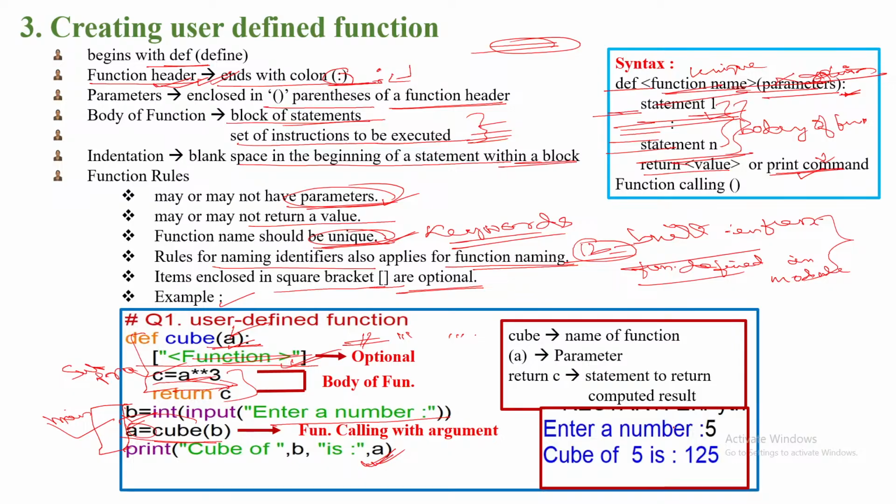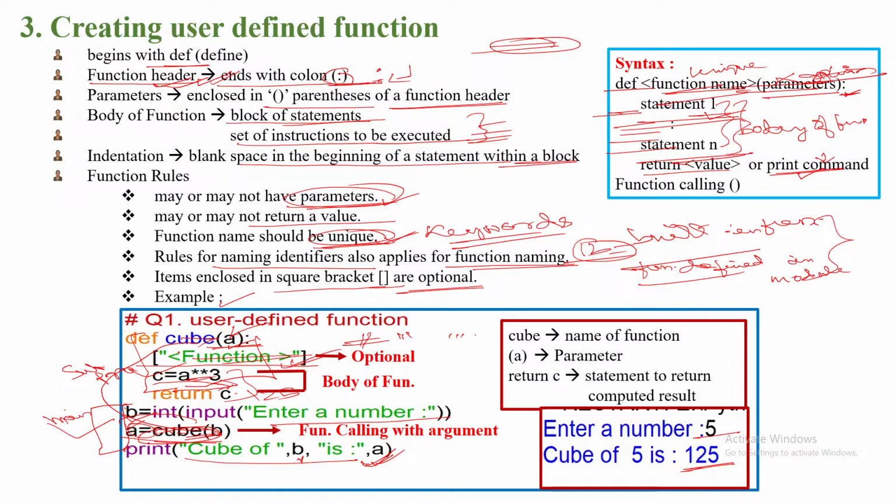So look here: enter a number, 5. Cube of 5 is 125, because in the print command I call it like this: cube of B is... B means what? Variable. In this variable, whatever I pass, 5, so cube of 5 is A. A means what? It will come to this one, cube of B, I call this function. Whenever I call this function cube(B), it will come here, solve it and return C. So how much will the answer be? 125, because B's value is 5.